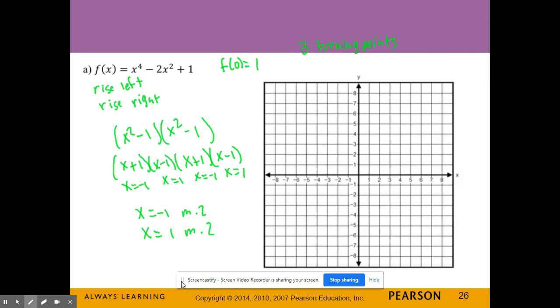So that's enough information to get a pretty reasonable sketch of what this graph is going to look like. So let's start with just plotting the intercepts. The x-intercept at negative 1. There's an x-intercept at positive 1.